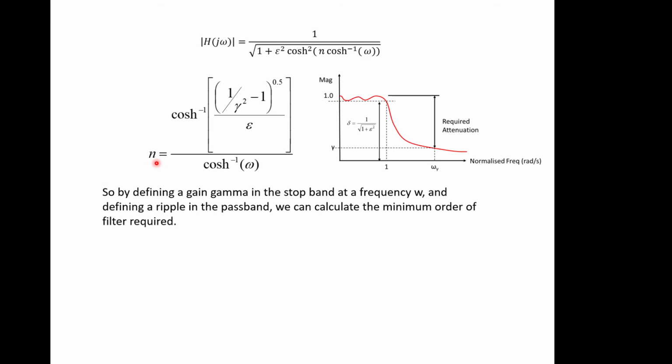And if you do the sums, n becomes this function here, and allows us to define an amplitude at some given point for a given system. So by defining a gamma in the stop band at a frequency omega and defining a ripple in the pass band, we can calculate the minimum order of the filter required to achieve that design response there.